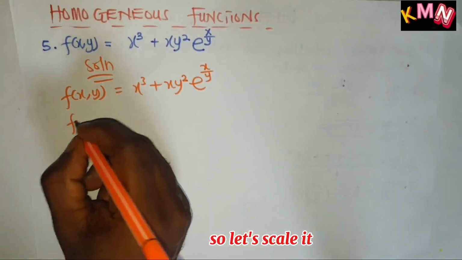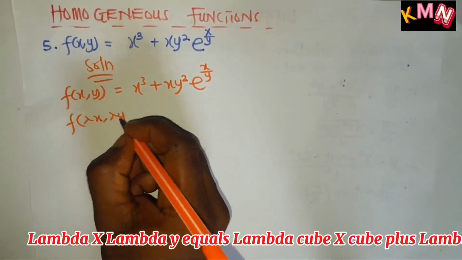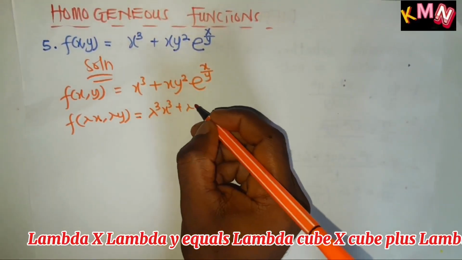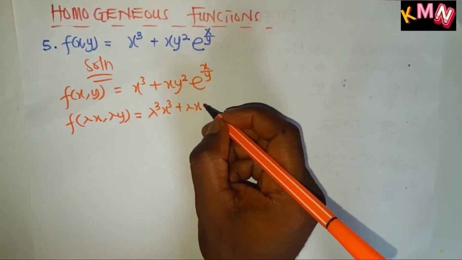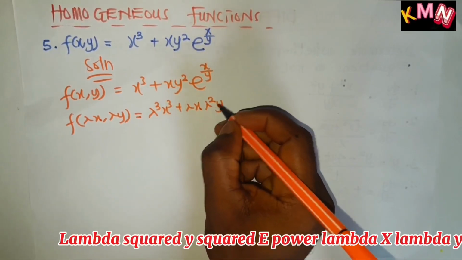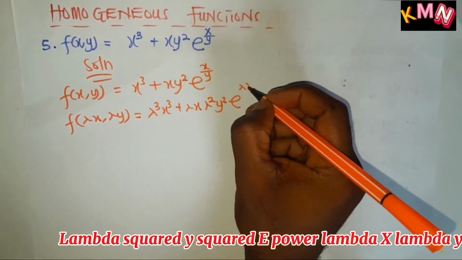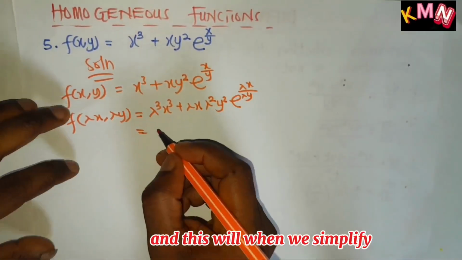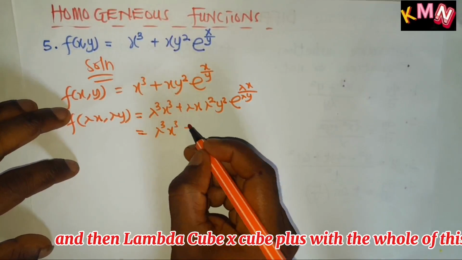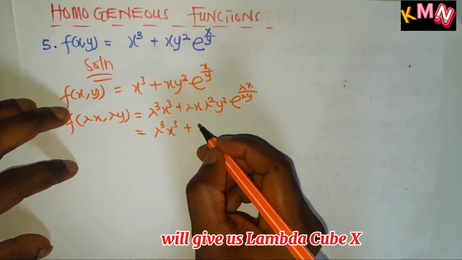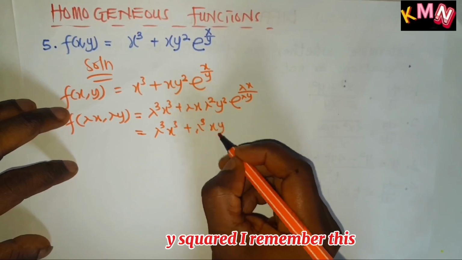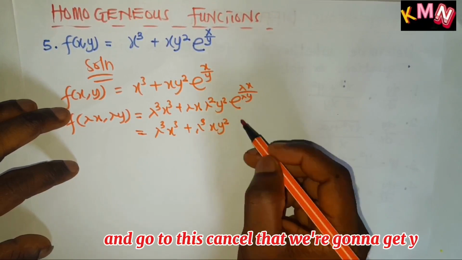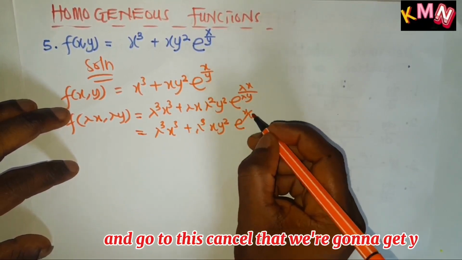So let's scale it. Lambda x, lambda y equals lambda cube x cube plus lambda x lambda squared y squared e power lambda x lambda y. And when we simplify, the whole of this will give us lambda cube x y squared. And remember, this can cancel that, so we're going to get y.